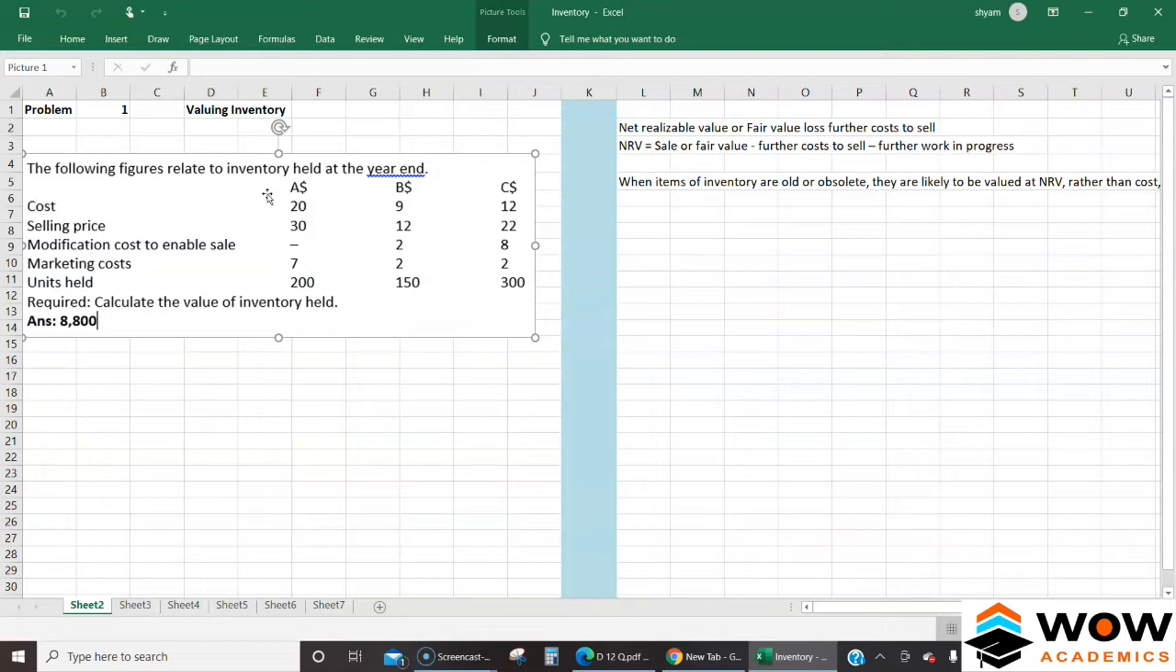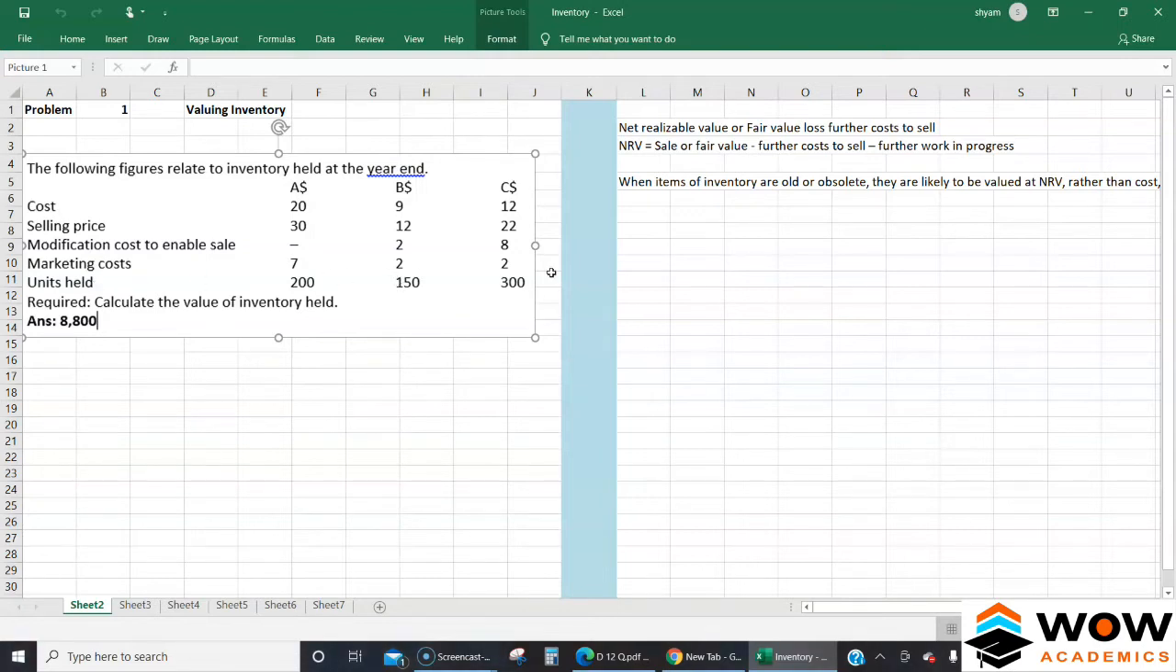So there are three products here, okay? A, B and C, three products are there, and the cost is given, the selling price per unit is given. Modification cost to make the sale is also given. Marketing cost, and finally units held. Okay, so this is the units held.